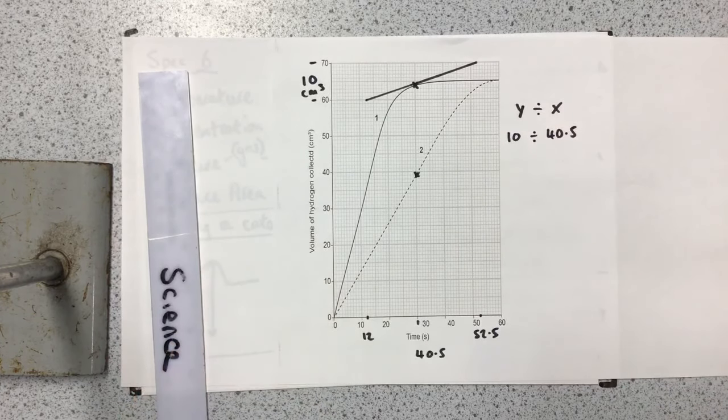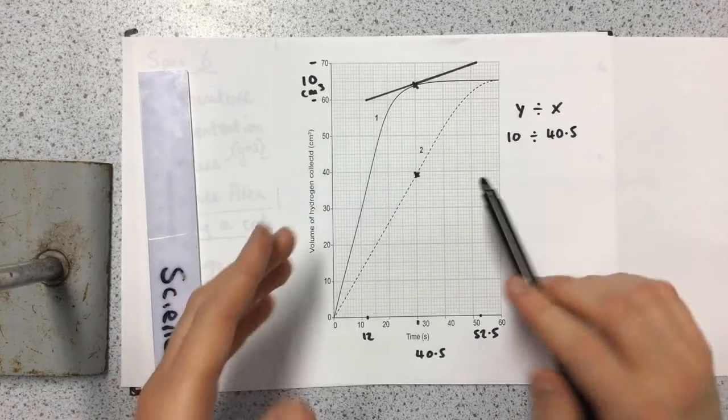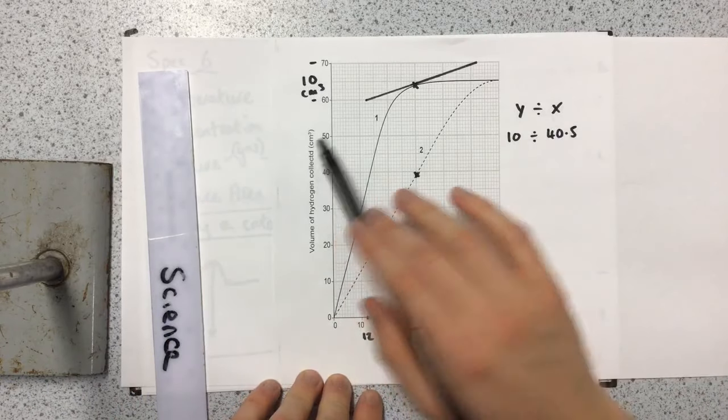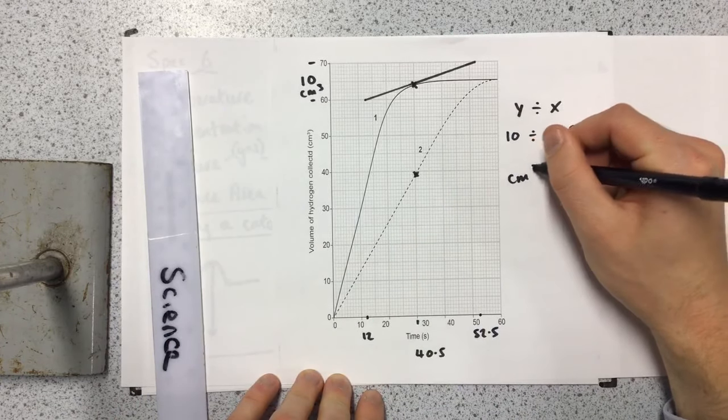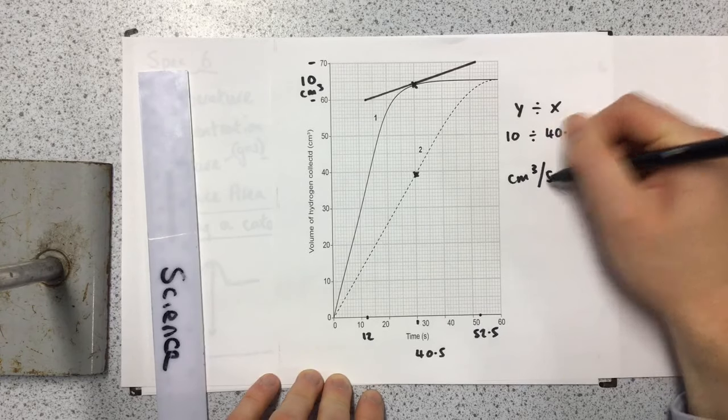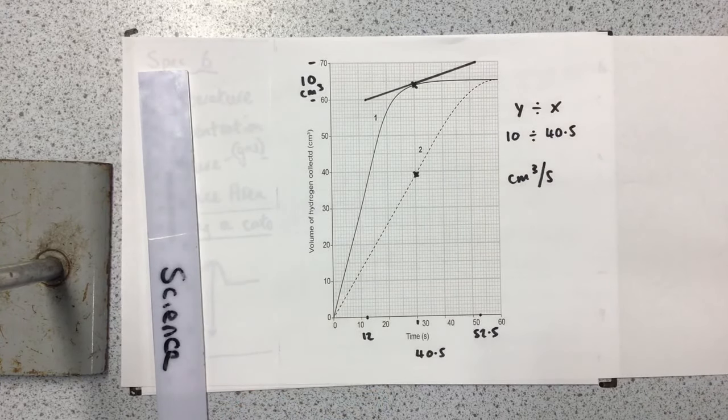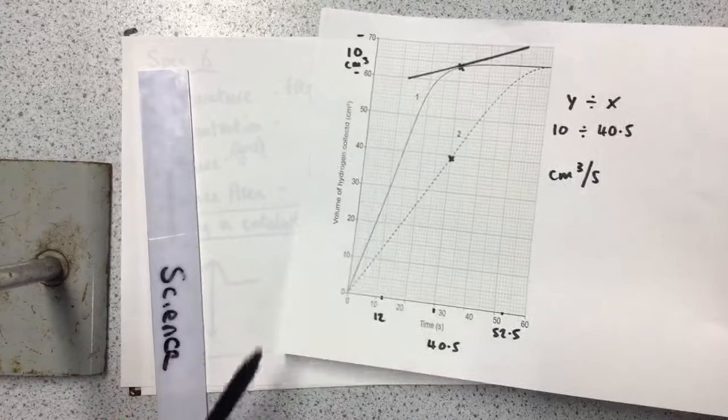Not got a calculator on me. That would get you an answer. And then because we've done y divided by x, that's the same thing for your units. So you get a mark for calculating the units correctly. So that'd be centimetres cubed per second. So that is your rates graph.